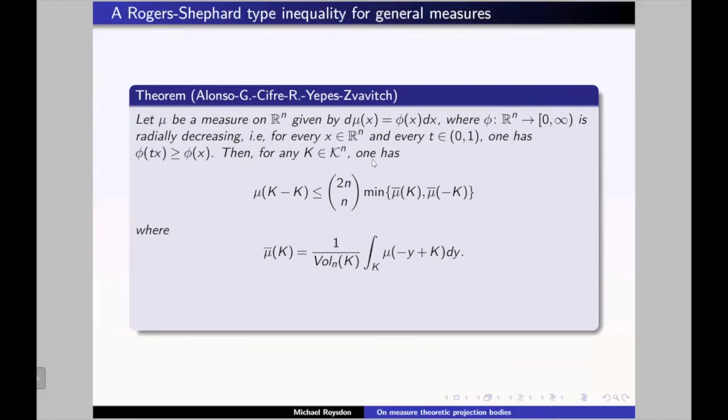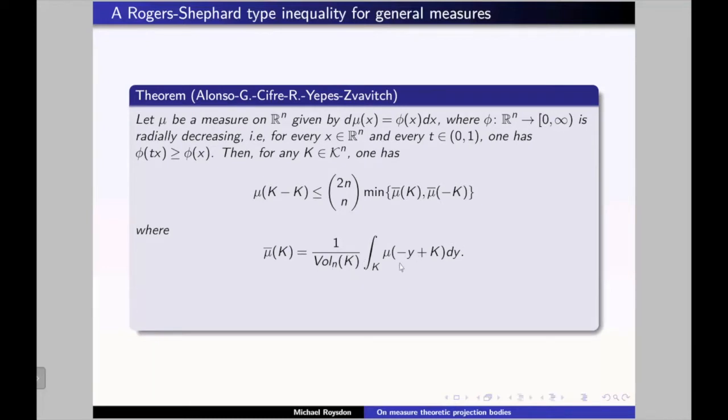Then for any convex body K, one has the following. The measure of the difference body of K never exceeds 2n choose n, so the same constant as the original Rogers-Shephard inequality. And then this translated average measure: you average the measures of the shifts of K by minus y over all y in K, and then divide by the volume.